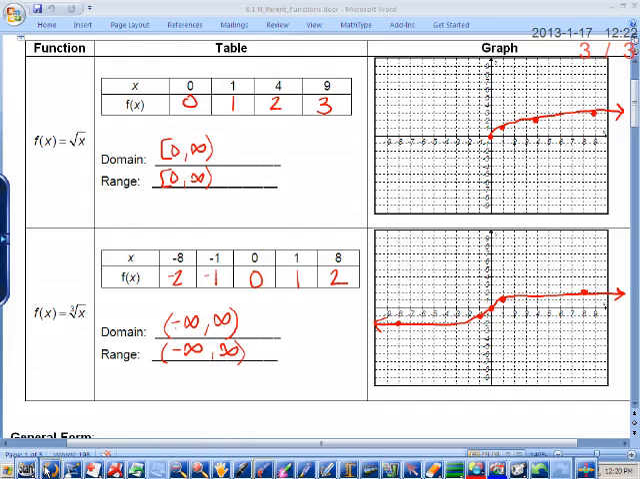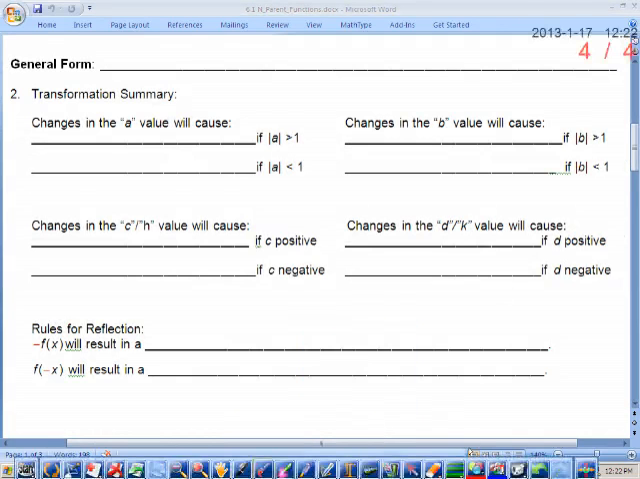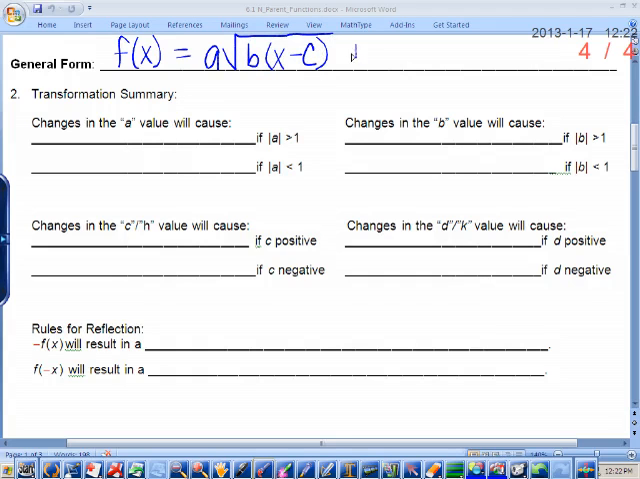All right, let's review our rules of transformations. In any radical function, whether it is a cube root or a square root, the general form of our function is f of x equals a times the square root of, this could be square root or cube root, b times x minus c, plus d. And the plus d, remember, is on the outside. You might also see the c written as an h and the d written as a k.